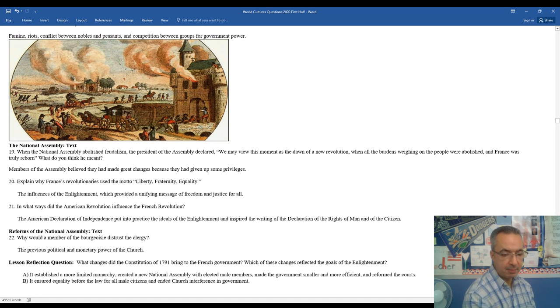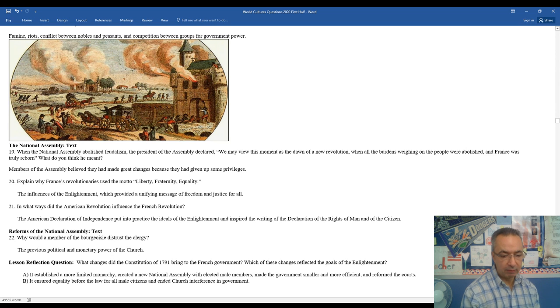In what ways did the American Revolution influence the French Revolution? The American Declaration of Independence put into practice the ideals of the Enlightenment, inspiring the writing of the Declaration of the Rights of Man and of the Citizen. So you can see some parallels here once again. Question 22: Why would a member of the bourgeoisie distrust the clergy? The previous political and monetary power of the church was something that they did not necessarily fully agree with.